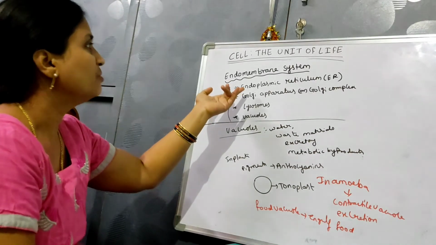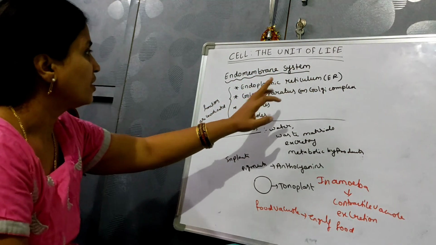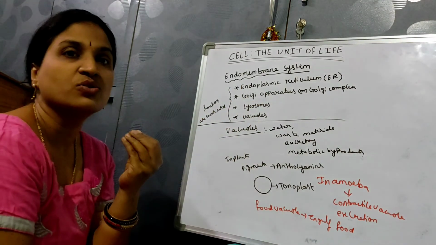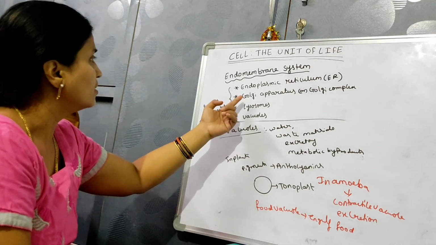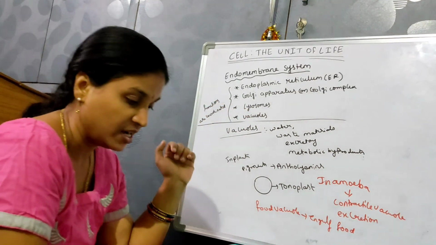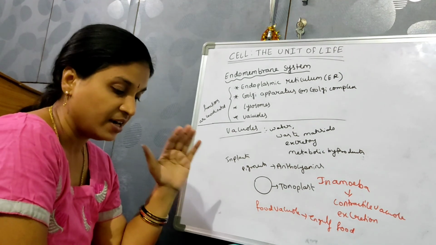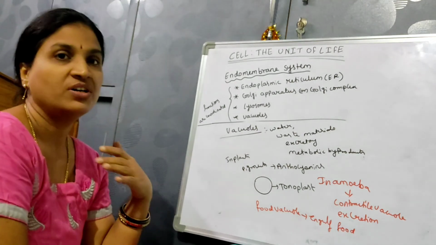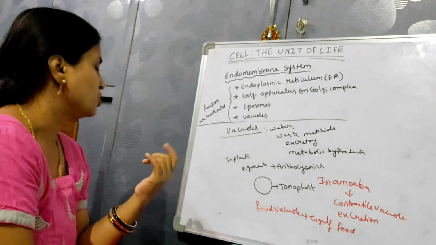The endoplasmic reticulum is related to protein synthesis. It is in connection with the Golgi apparatus. The Golgi apparatus is useful for the synthesis of glycoproteins and glycolipids. Then the Golgi apparatus is in association with the lysosomes. By the process of packaging in the Golgi apparatus, these lysosomes are formed. These lysosomes are the suicidal bags of the cell. They are helpful in autolysis and autodigestion.